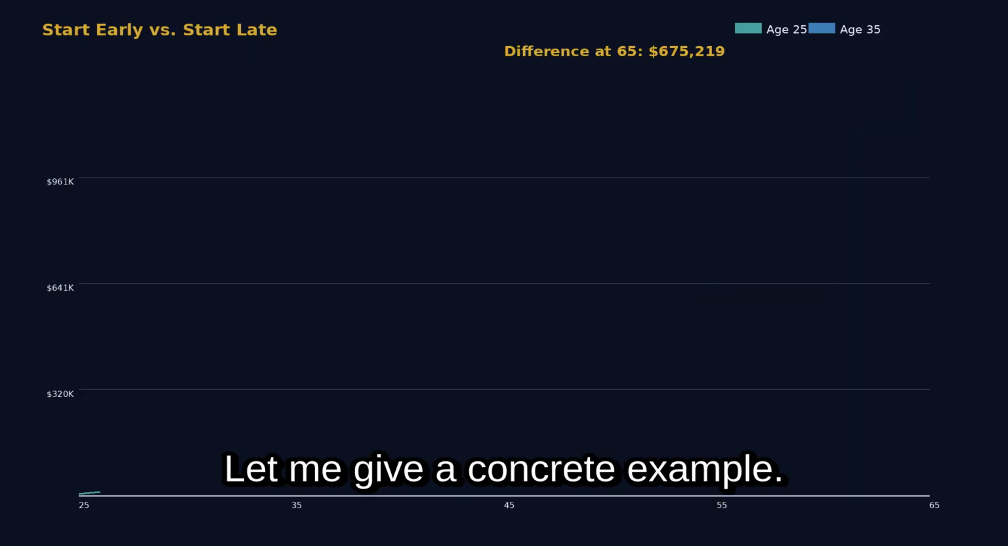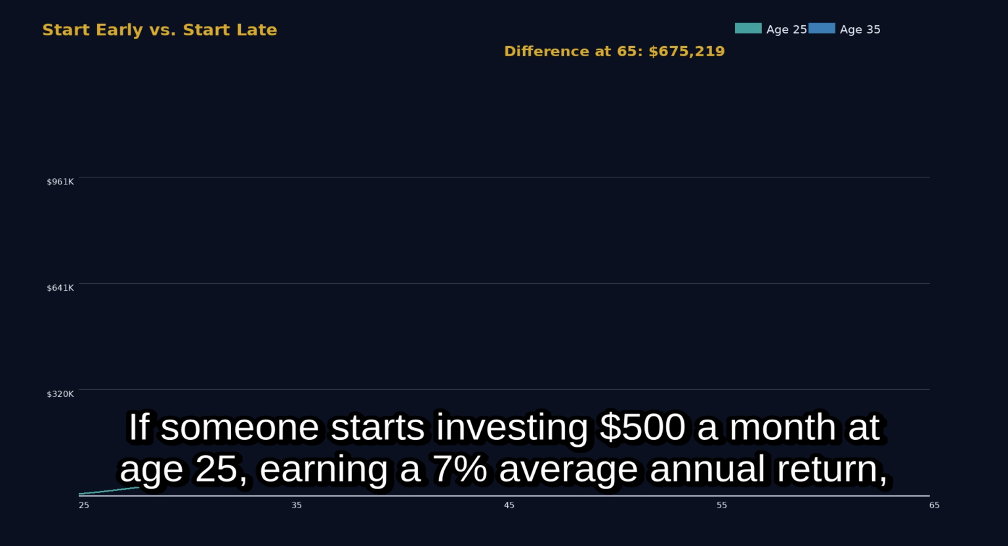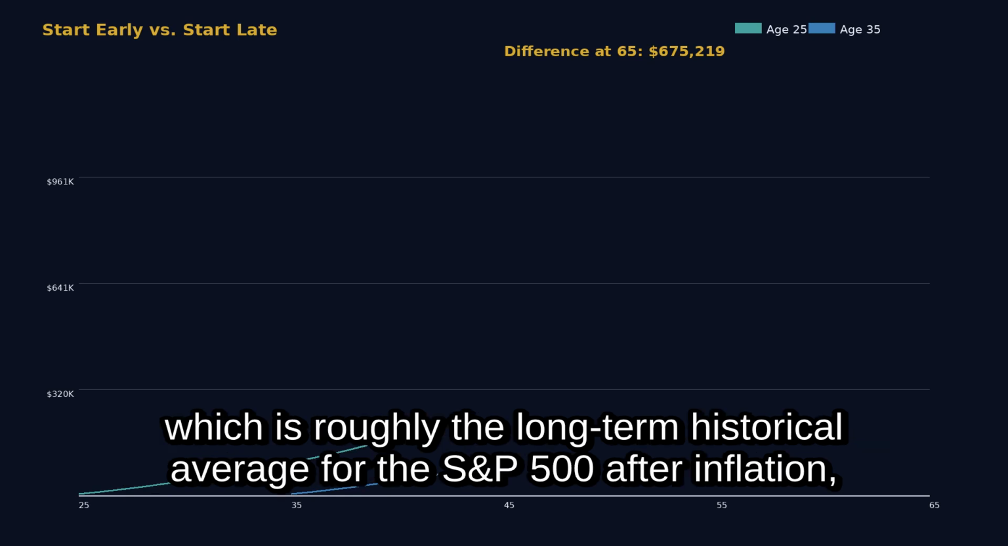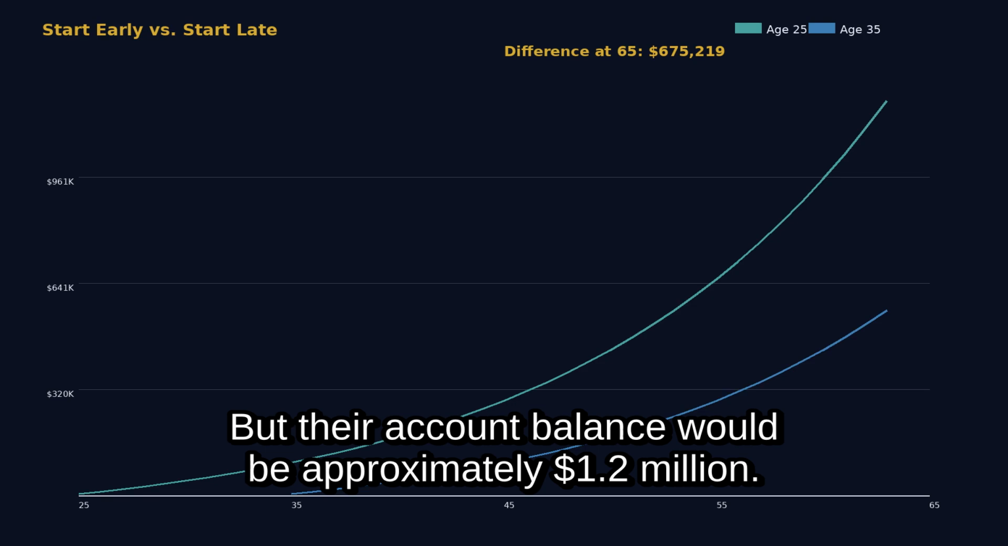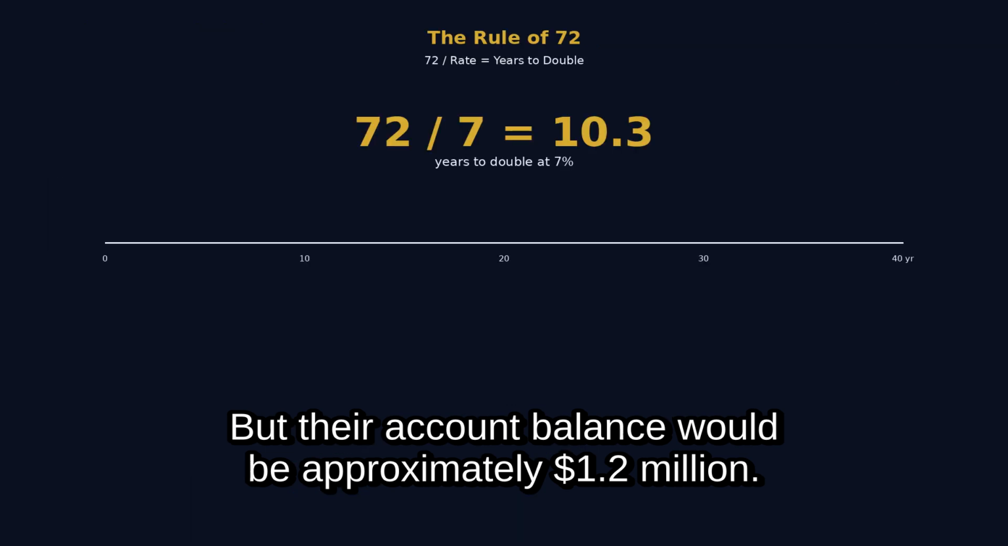Let me give a concrete example. If someone starts investing $500 a month at age 25, earning a 7% average annual return, which is roughly the long-term historical average for the S&P 500 after inflation, by the time they turn 65, they would have contributed $240,000 of their own money over 40 years. But their account balance would be approximately $1.2 million.